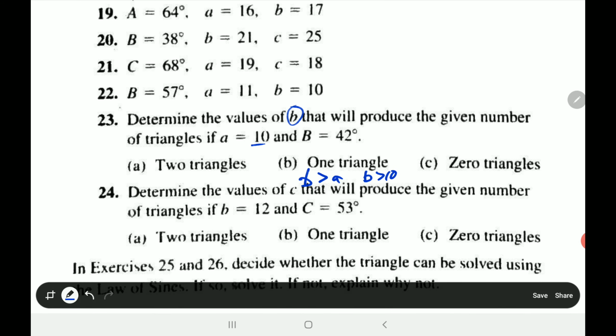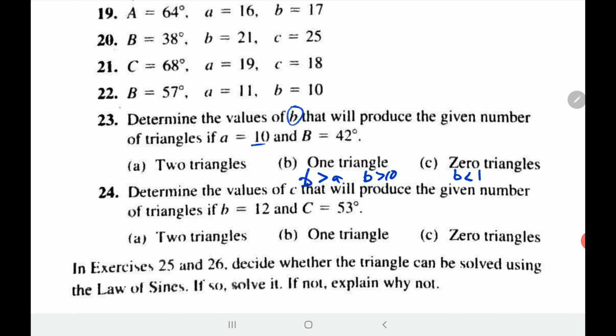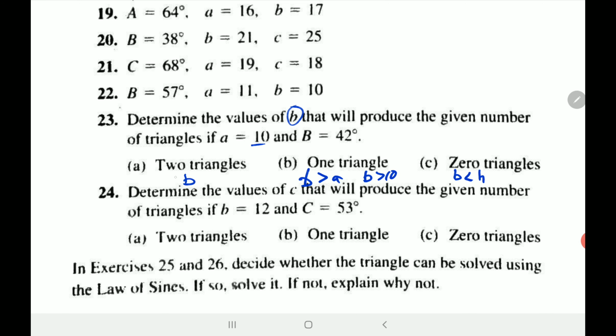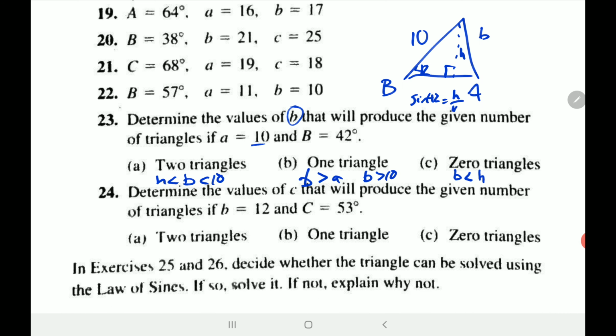Okay. Now what we'd have to do to find 0 triangles is B would have to be less than the height. And then for 2 triangles, B has to be greater than the height, but less than 10, less than the other side. So I need to find what the height is in this triangle. So again, I'm going to make a triangle. We have angle B here. This is A. Side A is 10. I don't know what B is, but we can find the height by saying 42 degrees here. So sine of 42 is equal to h over 10.